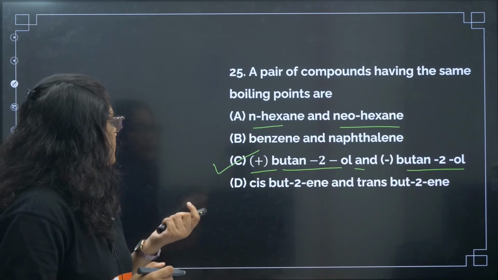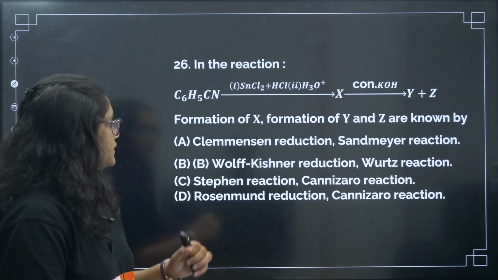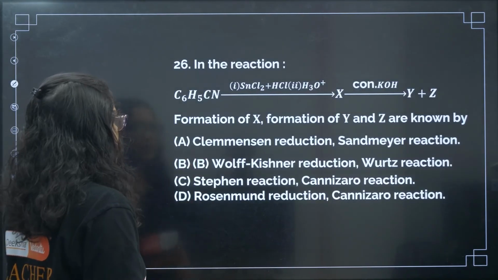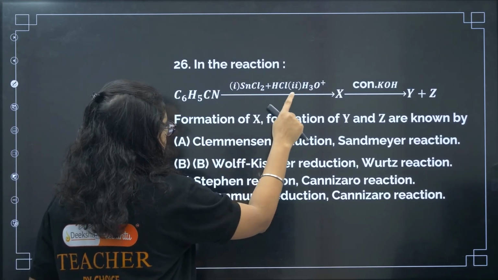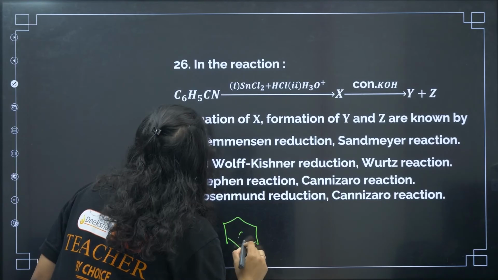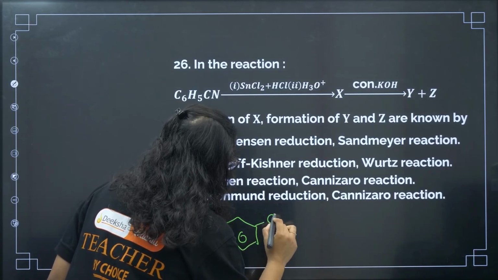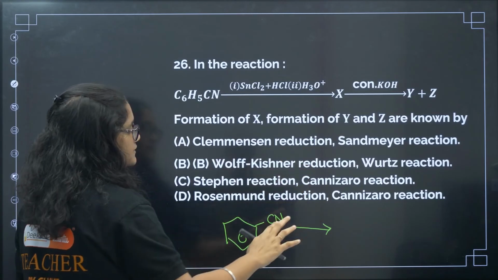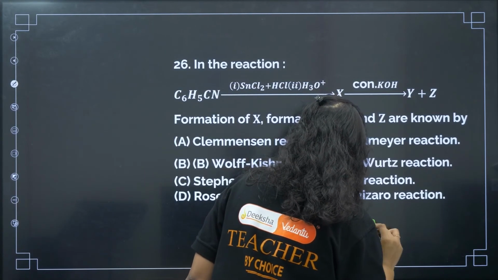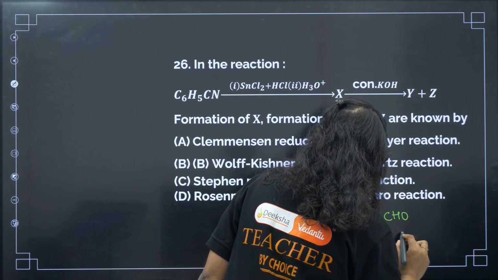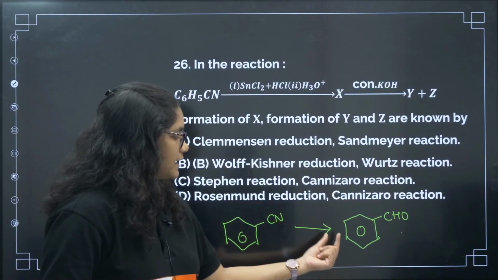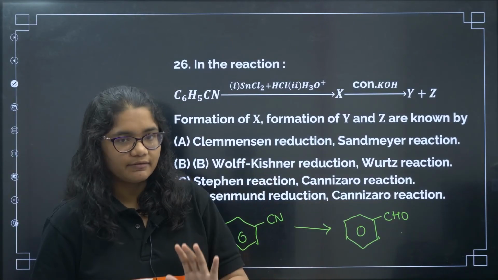Okay. Now coming to question number 26. In the reaction, you have been given a reaction, you need to find the products and tell the name of the reaction. Now C6H5CN with SnCl2, HCl, H3O+, if you remember, this is your C6H5, we have CN, right? If you add these reagents, this is your Stephen reduction and it will get converted to C6H5CHO. Okay. Now concentrated KOH is your Cannizzaro reaction where the same compound undergoes oxidation and reduction, right?